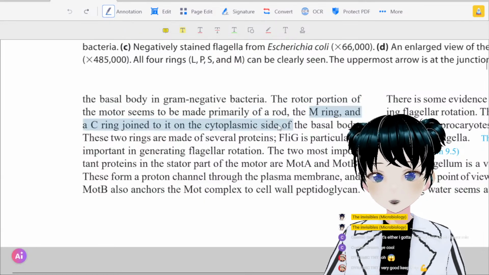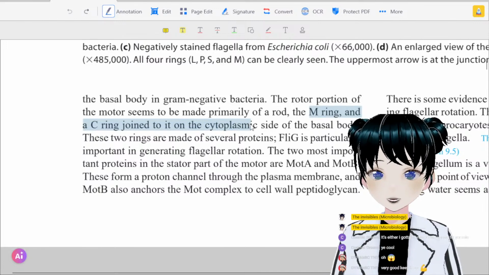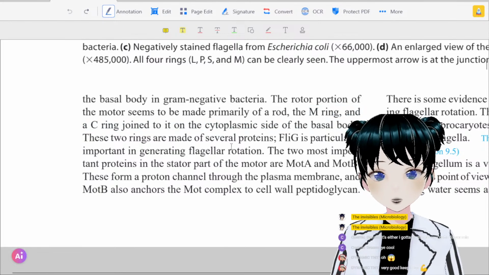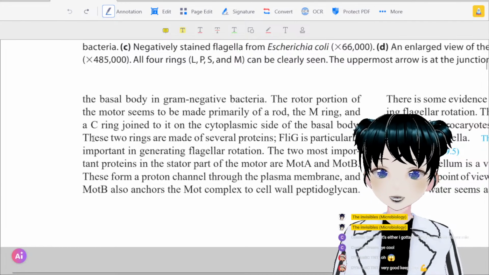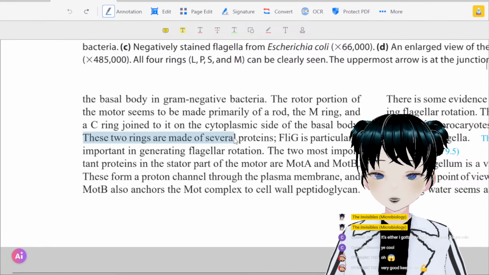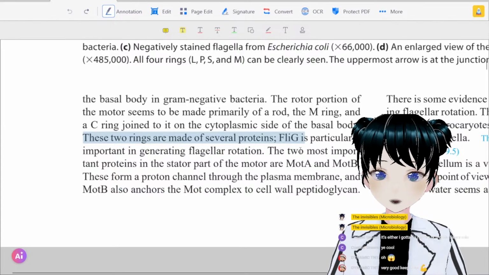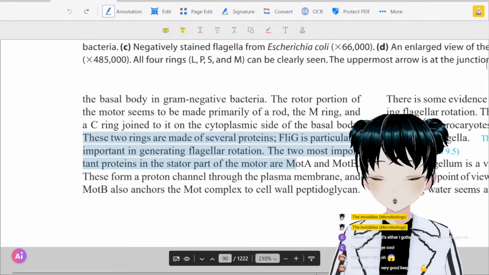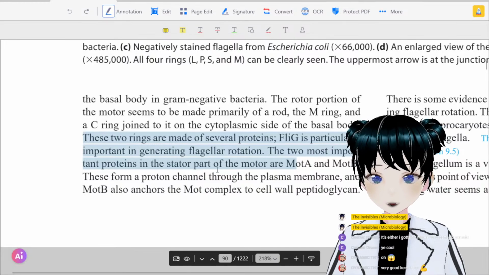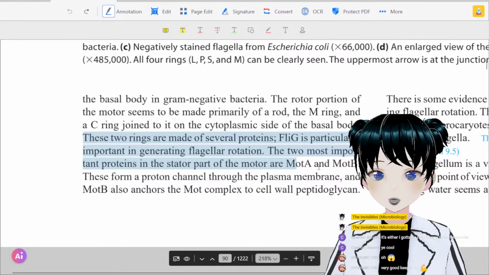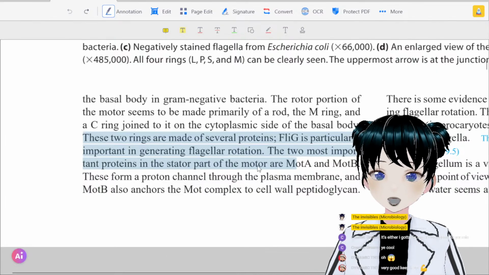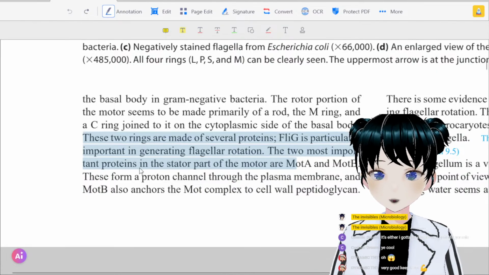The M-ring and the C-ring join to it on the cytoplasmic side of the basal body, meaning the lower area, the cytoplasmic side. These two rings are made of several proteins. Flagellin is particularly important in generating the flagellar rotation. The two most important proteins in the stator part of the motor are MotA and MotB. So again, these are all the proteins that are helping in rotation.